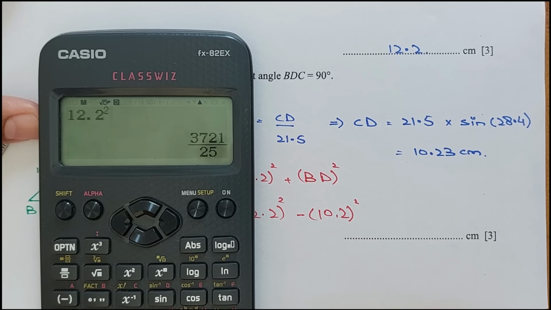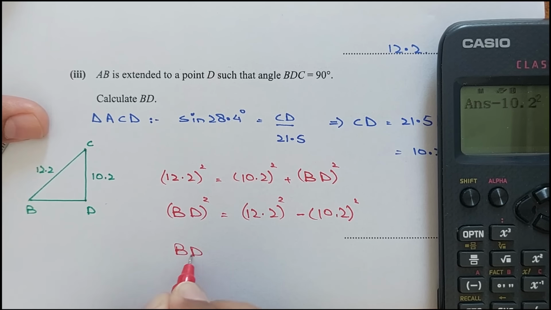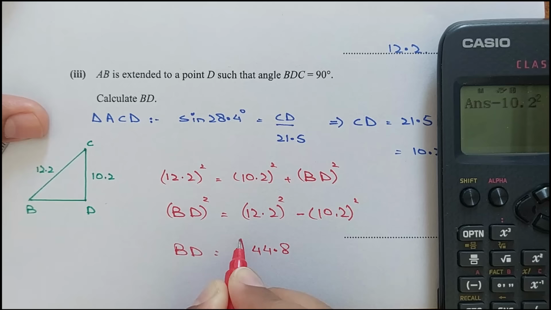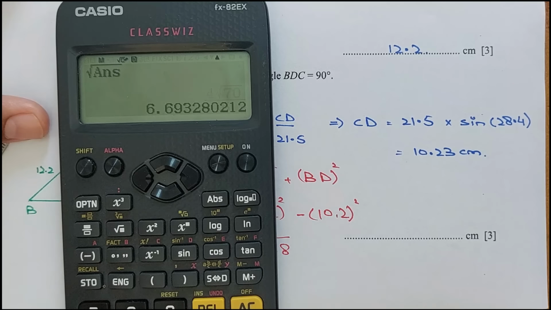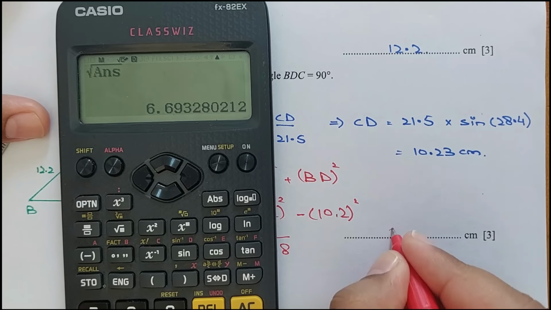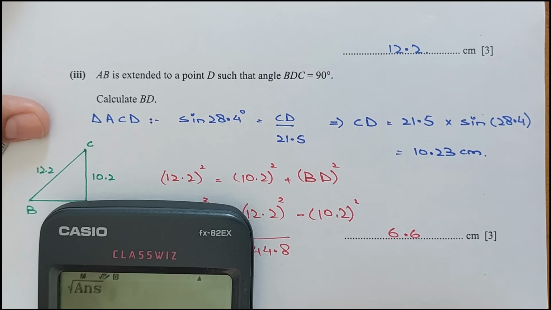12.2 squared minus 10.2 squared is 44.8. So what is BD? Square root of 44.8. The square root of the answer is 6.69. So 6.6 centimeters is BD.